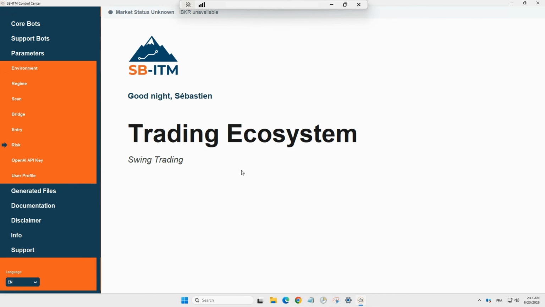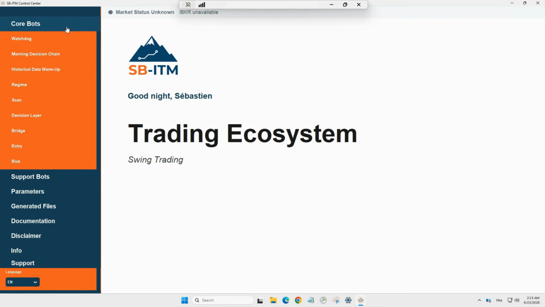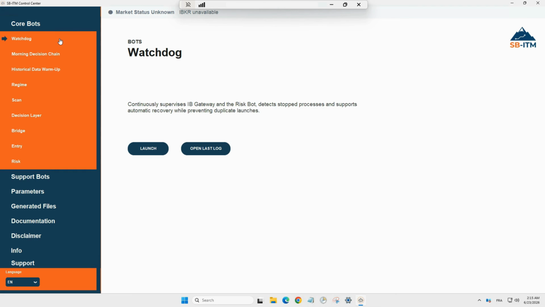In normal operation, the SB-ITM components are started automatically through Windows scheduled tasks. For this live demo, the control center is used to launch the key components manually, making the workflow visible as it happens. This allows the demonstration to show the automation structure while keeping full control over the sequence.